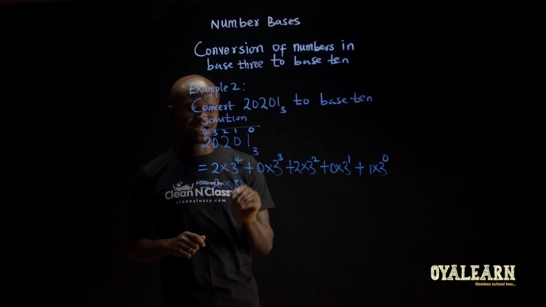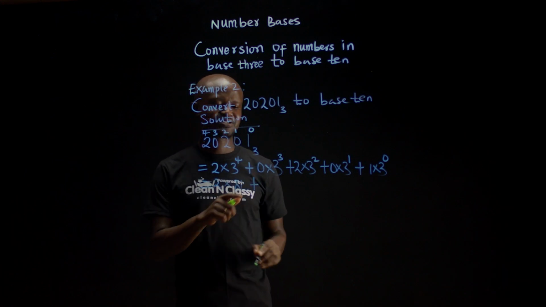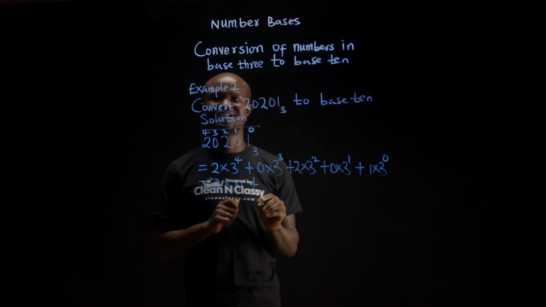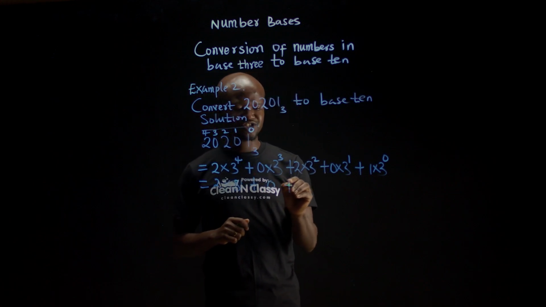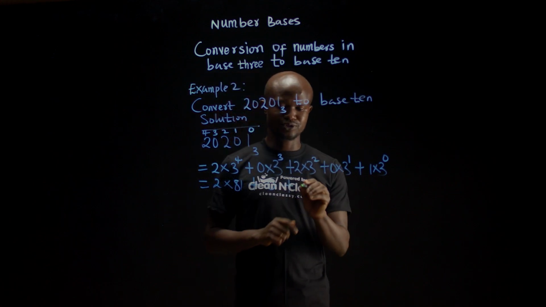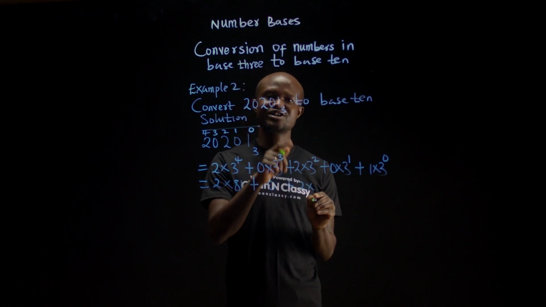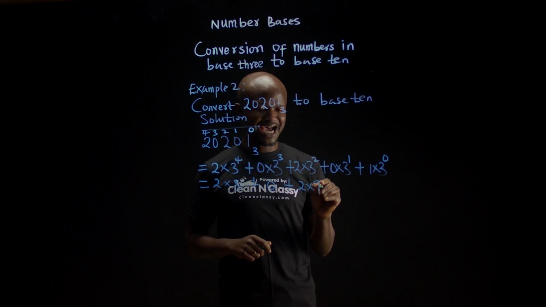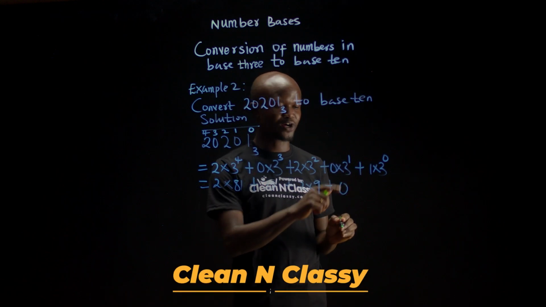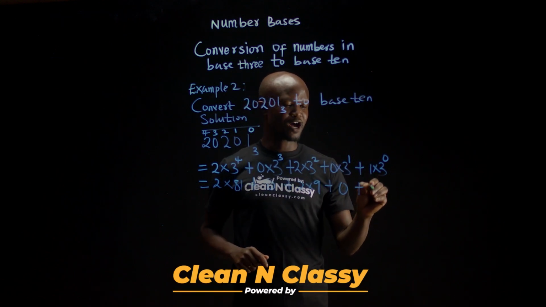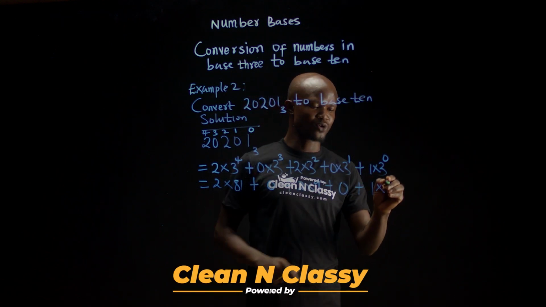Now, we have 2 times, what is 3 raised to the power of 4? That is 81. Plus, this is a term with 0, then it will become 0. Plus 2 times what? 3 raised to the power 2 is what? 9. This is a term with 0. Now this term will become 0. Plus 3 raised to the power 0, 1.